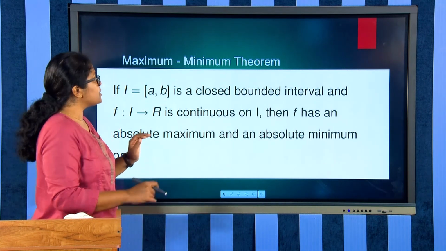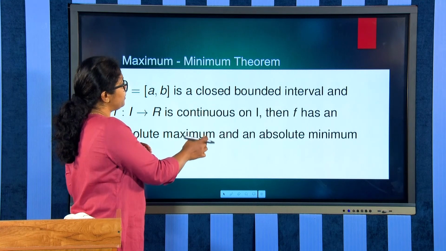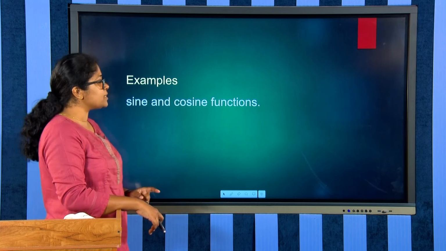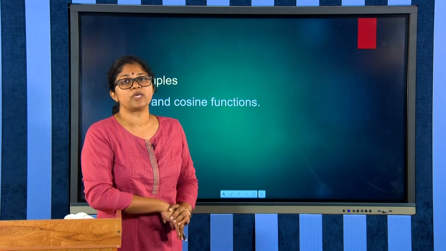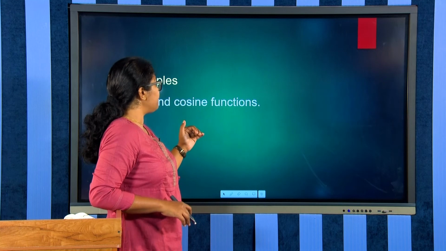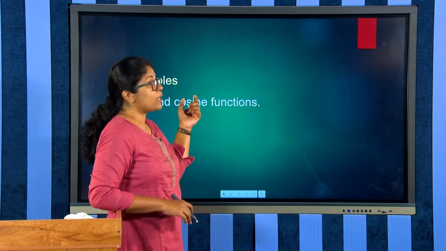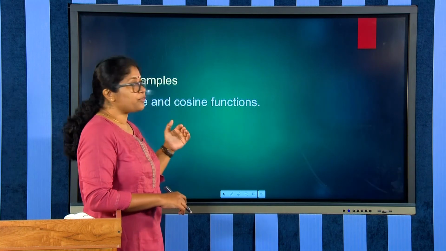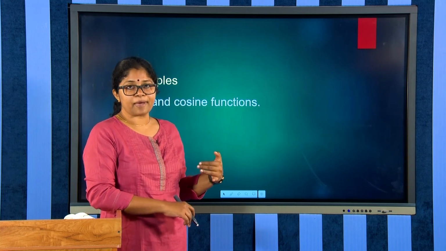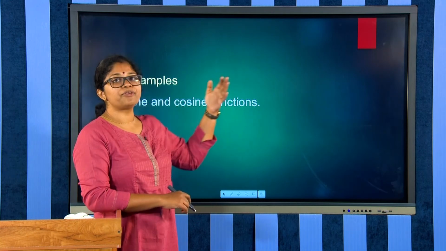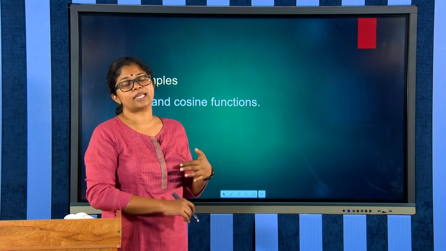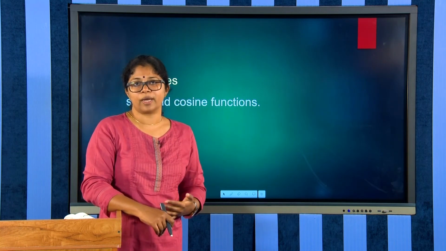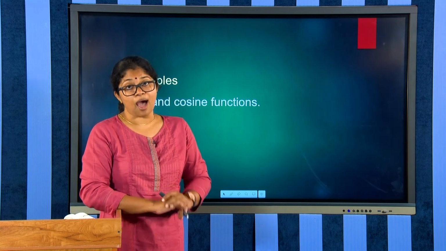So that is the absolute maximum and minimum theorem, which is a very important result, and we can see some examples of continuous functions which attain the maximum and minimum, which are the sine and cosine functions. Maximum of the sine function is 1, minimum is minus 1, and maximum of the cosine function is 1 and minimum is negative 1, and that is why we always write negative 1 less than or equal to sin x less than or equal to 1 for every x belonging to R.